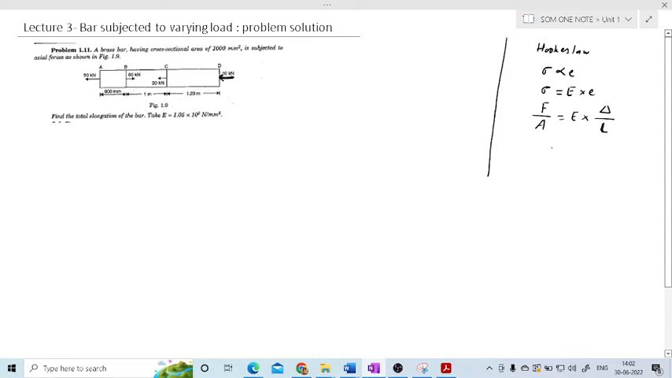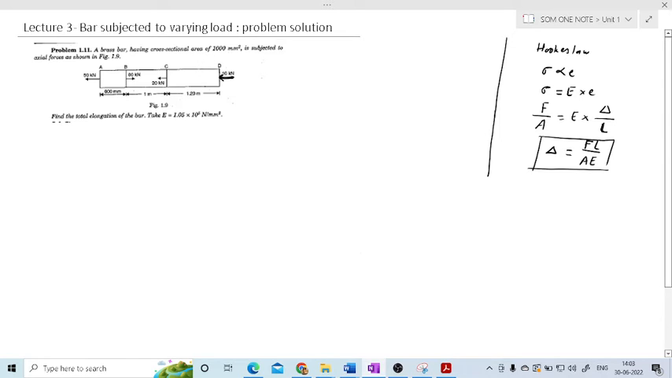Okay. So if I want to determine this delta, means change in length, then the formula will be FL divided by AE. So transfer this E and L to the other side, we will get this formula. So this is the formula to determine the elongation.